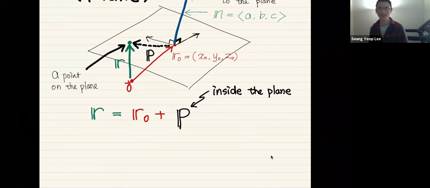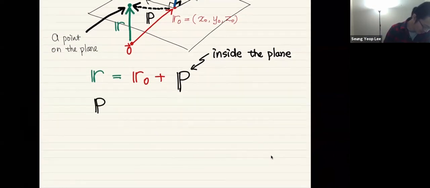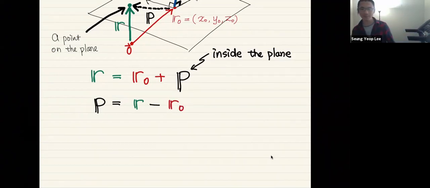So we obtain such a vector equation. R is, of course, R0 plus this P, because if you follow this red arrow, it starts from the origin and then goes to this green dot. Any question? Okay, then we get this equation. P is equal to R minus R0. I just subtracted R0 from both sides to solve for P.